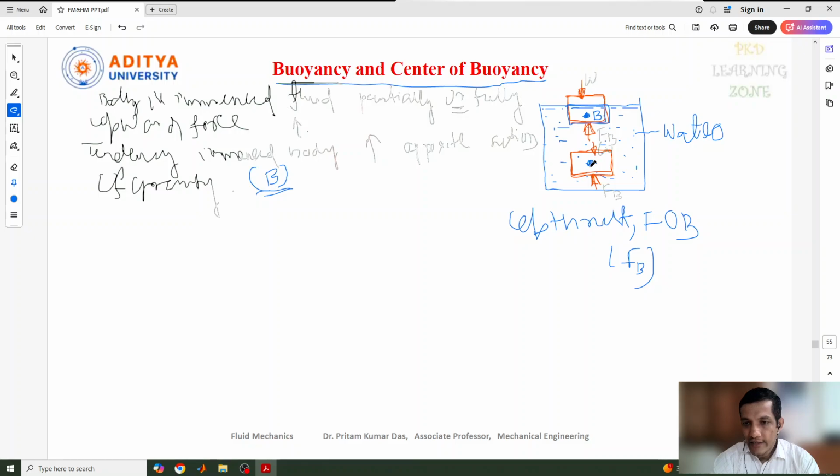It can take exactly the middle of this point. Okay, so that is the B point. Okay, so that is the center of buoyancy, this one.